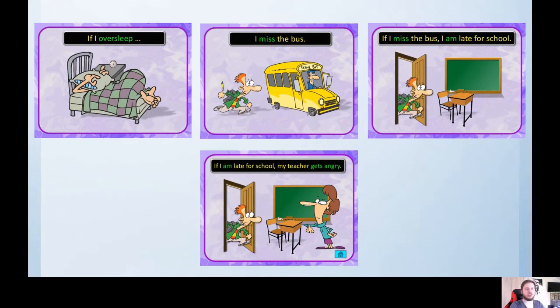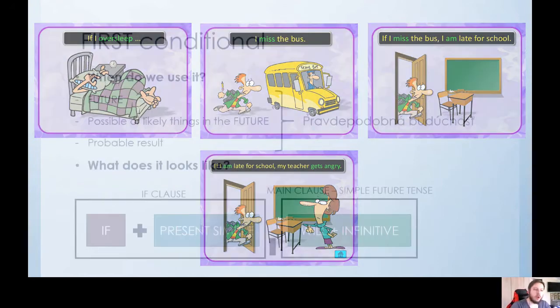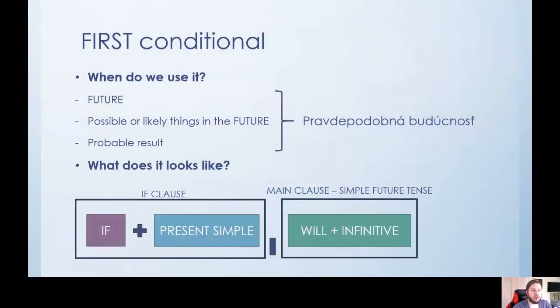Now let's move on to the first conditional. When do we use the first conditional? We use the first conditional to refer to the future. When we talk about possible or likely things in the future. Čiže budúcnosť, ale pravdepodobná budúcnosť. Čiže niečo, čo sa pravdepodobne stane, čo je veľká šanca, že sa stane. Čiže probable result in the future.